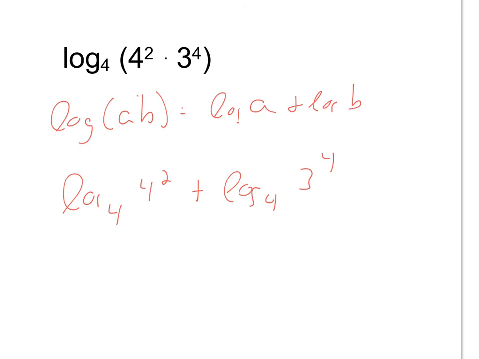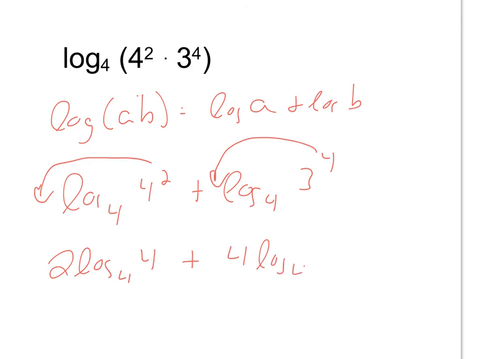Okay, I'm now going to use my third rule and bring the exponents down in front. So I bring that 2 down in front, bring this 4 down in front. So I have 2 log base 4 of 4 plus 4 log base 4 of 3. Okay, log base 4 of 4 is 1 because 4 to the first power is 4. So this becomes 2 times 1, or 2, plus 4 log base 4 of 3. And that we can do nothing with but leave it just like that.